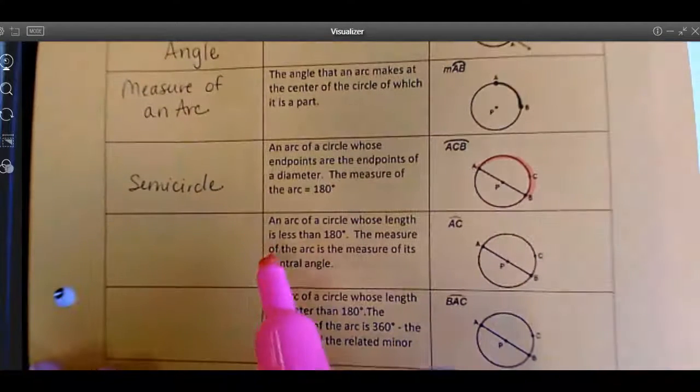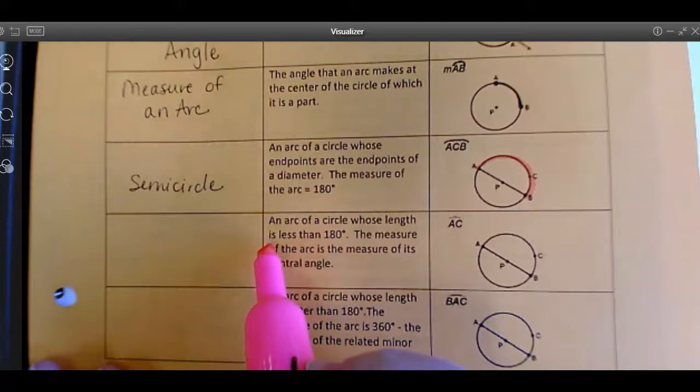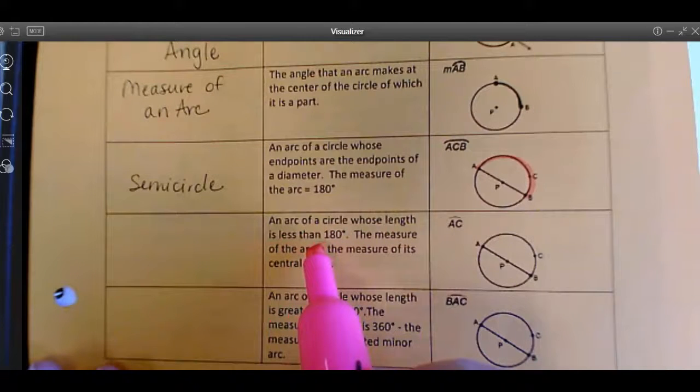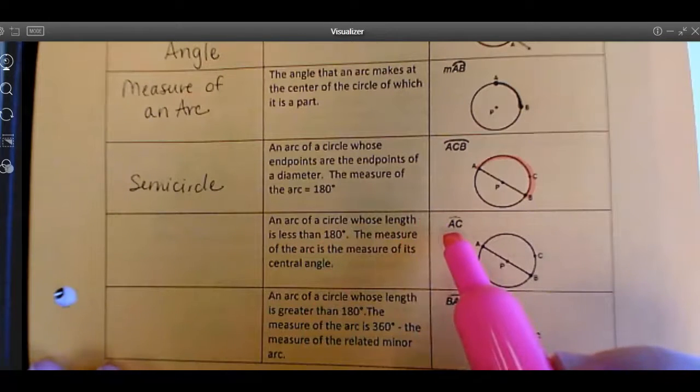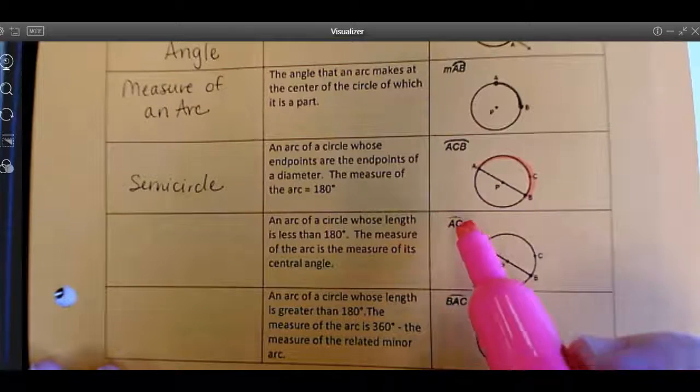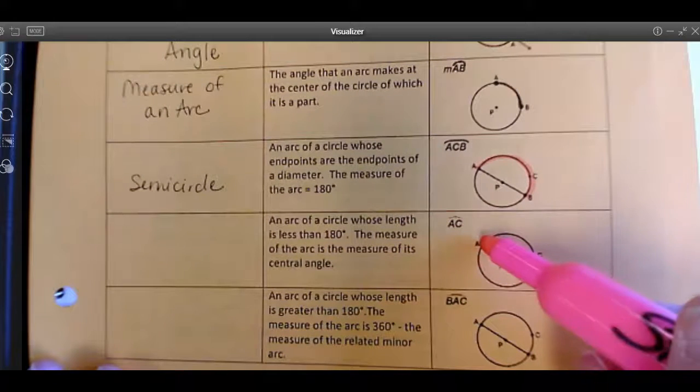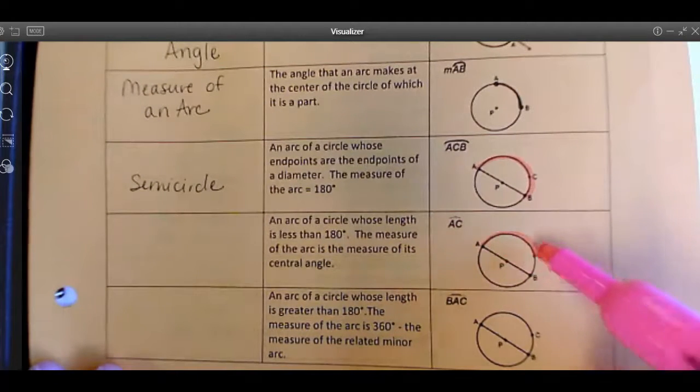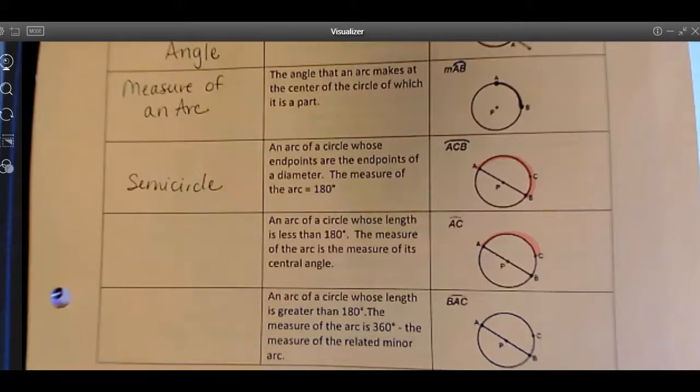Okay, the next one says an arc whose length is less than 180 degrees. And the example was arc AC. So start at A, go to C. That is called a minor arc.